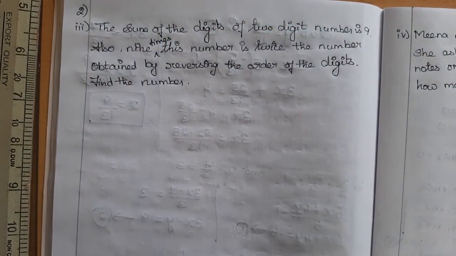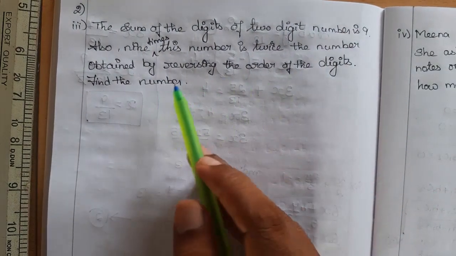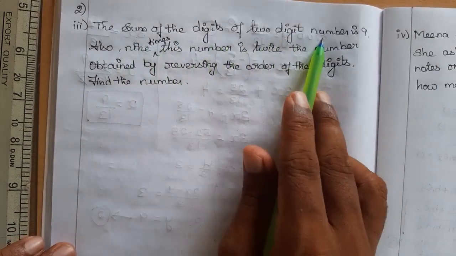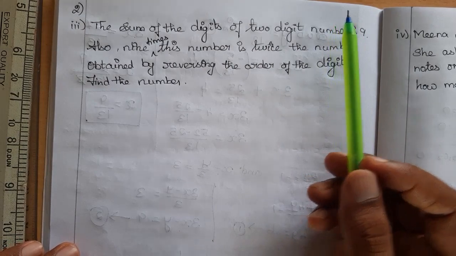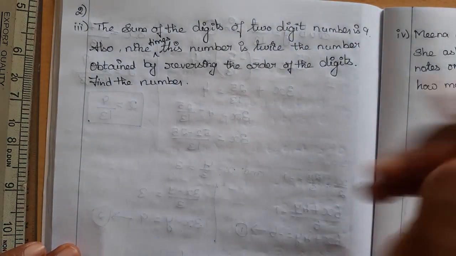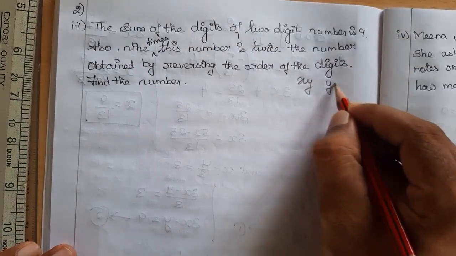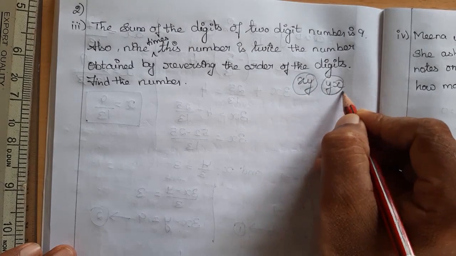So 9 times this number is twice the number obtained by reversing the order of the digits. First we have to assume what x and y are. This is the sum of the 2 digits. Let me take the first digit as x and the second digit as y, but we are not supposed to represent it as xy or yx.